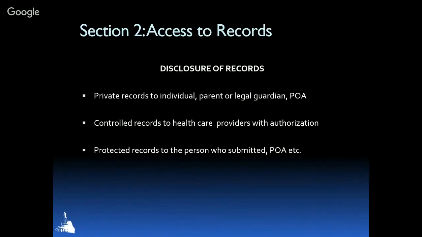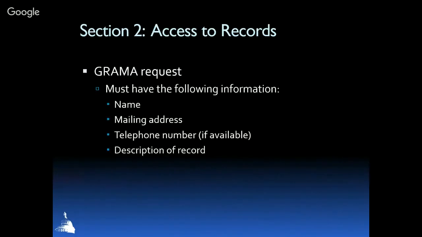Protected records are provided to the person who submitted the record, who has a power of attorney or court order. A submitted record could be a copy of a big contract you submitted, proposals, applications, or other information you have been required to submit to a governmental entity. And then lastly, do not release a record without verifying the identity of the requester. That is so important.